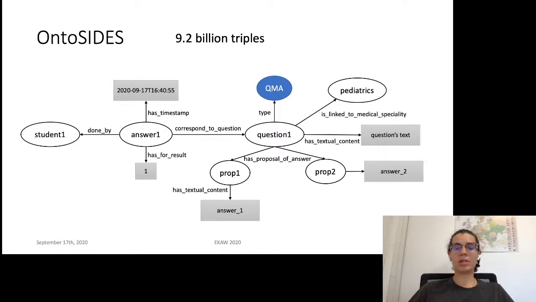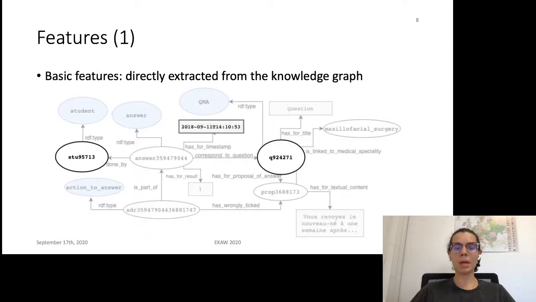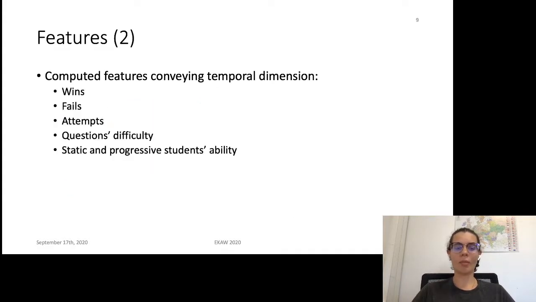It is also interesting to point out that there are more than 500 million answers to almost 2 million questions given by more than 170,000 students. Based on this restriction of the graph, we identified four groups of features. The first group includes the features extracted directly from OntoSIDES, like students and question ID and timestamps. The second group is composed by the features computed based on the previous ones and used to add a temporal dimension to our model.